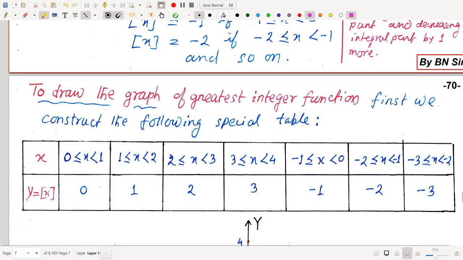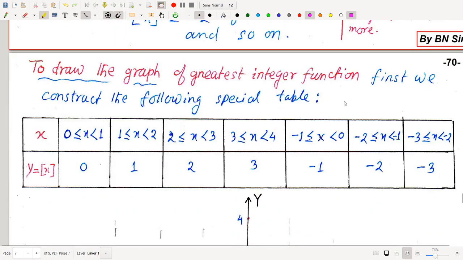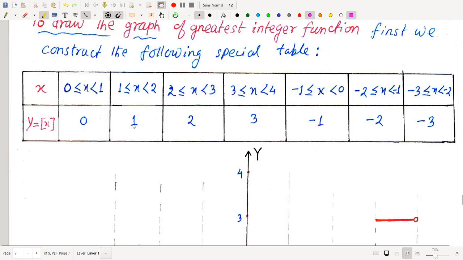So, greatest integer function. Now, if we want to draw the graph of this greatest integer function, then first we construct the table. X lies between 0 and 1, excluding 1, value is 0. Just we have seen above. X lies between 1 and 2, value is 1, excluding 2. X lies between 2 and 3, excluding 3, value is 2, like that. And here also -1, -2, -3.